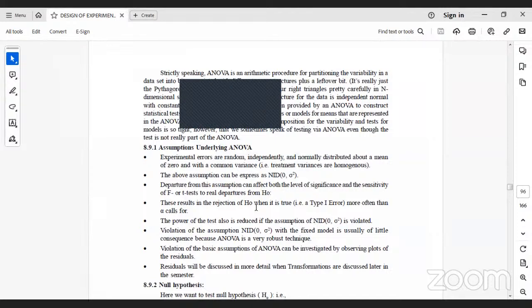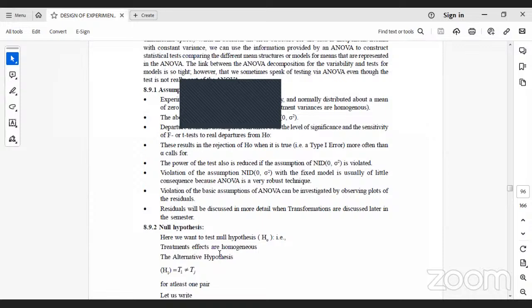A violation of the basic assumptions of ANOVA is usually detected by observing plots of the residuals. Residuals will be discussed in more detail later. What is a null hypothesis? What is the meaning of null hypothesis?